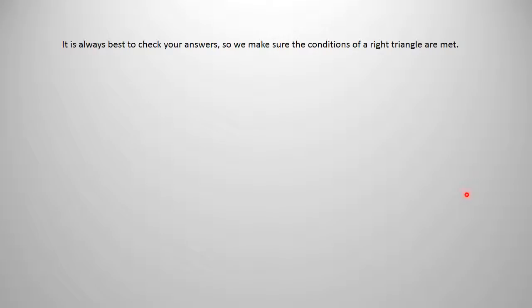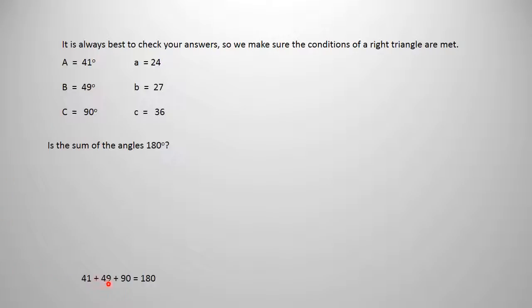So we found all the parts, but it's always best to check your answers. So we make sure we have all the conditions met for a right triangle. Okay, so here are our measures we got. First of all, I need to make sure that all the angles sum to 180. Well, 41, 49, and 90 equals 180, so that checks.